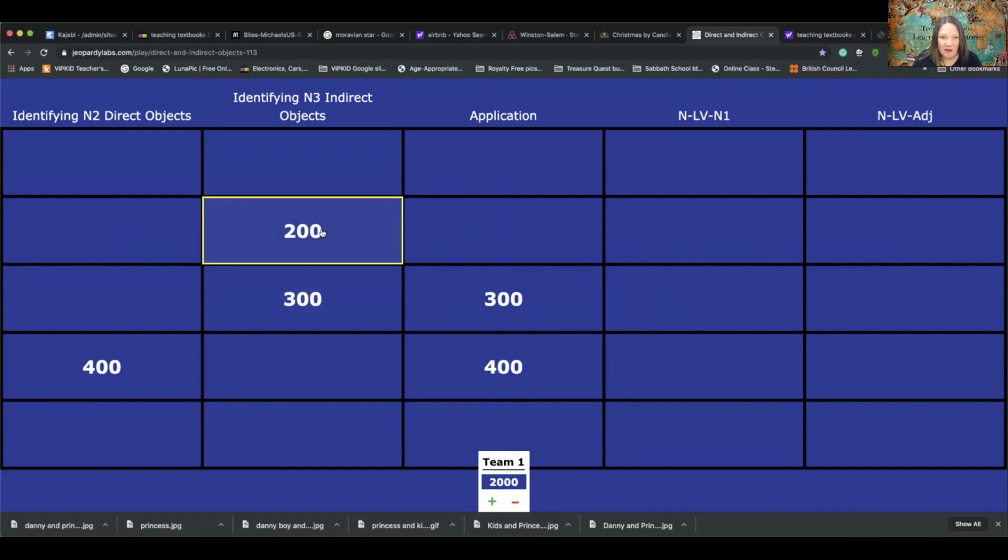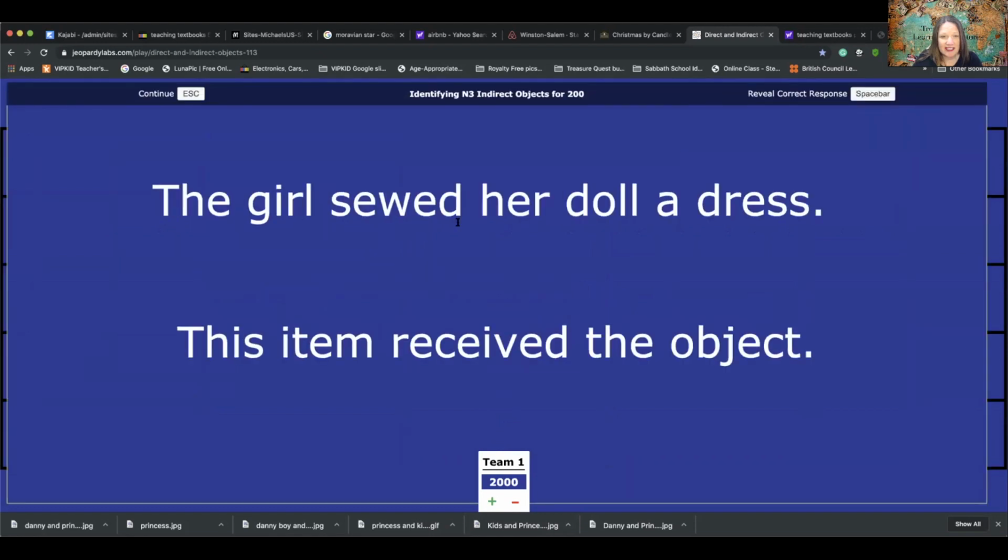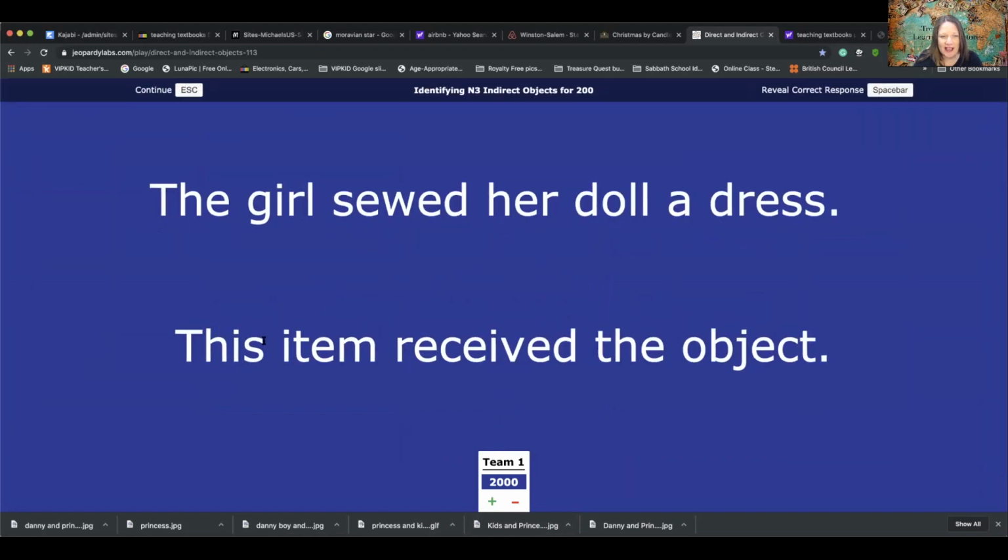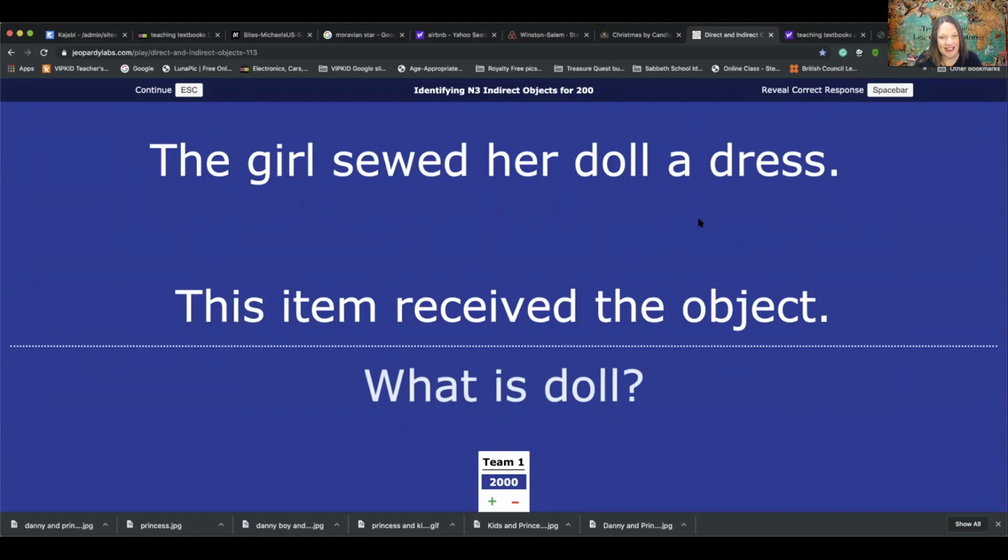Identifying indirect objects for 200. The girl sewed her doll a dress. This item received the object. The girl sewed her doll a dress. What received the direct object? What is doll? And I hope you got this one.